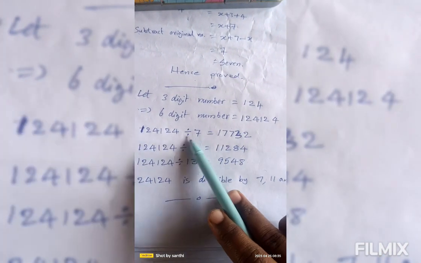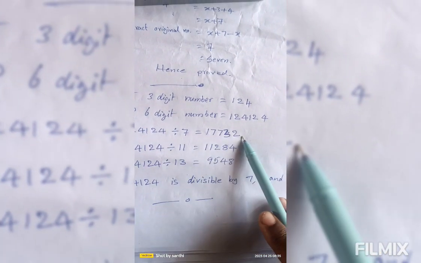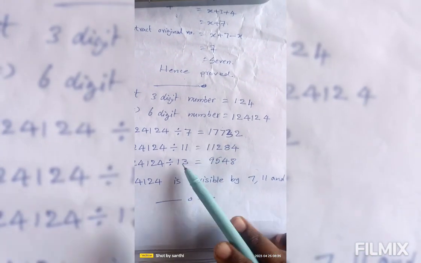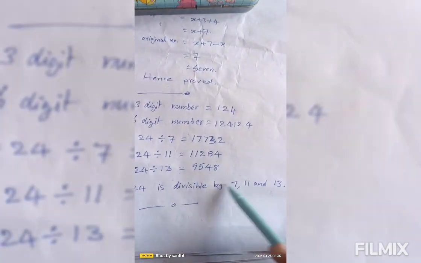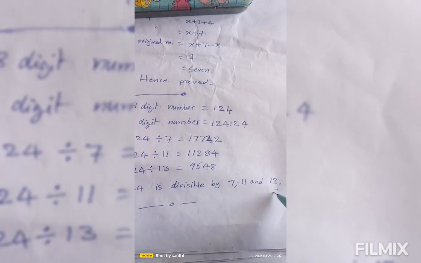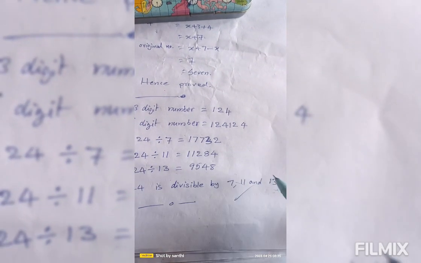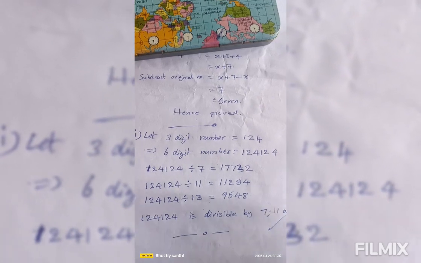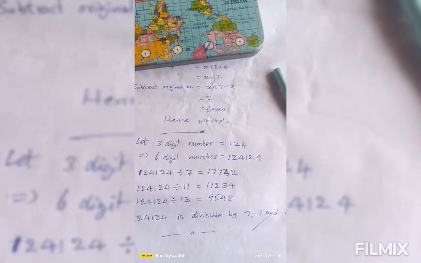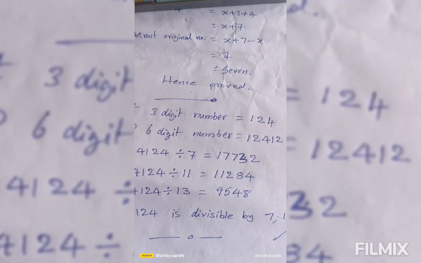124124 divided by 7 is this one. Remainder became 0. By 11, quotients are there. Therefore, this number is divisible by 7, 11, 13. Remainders are zeros. Therefore, the given statement is true. I hope you all understood and do your best in your exams. Prepare well. Thank you.